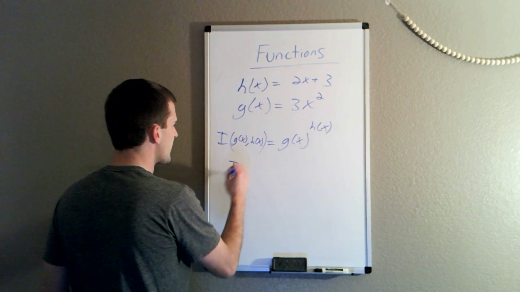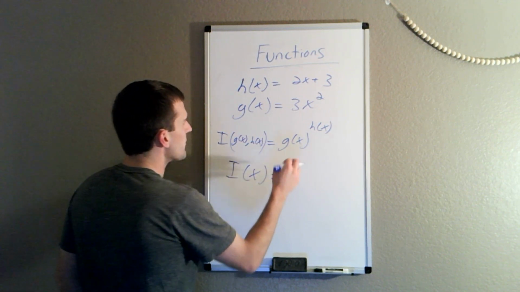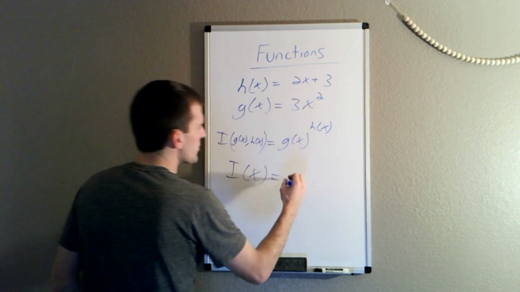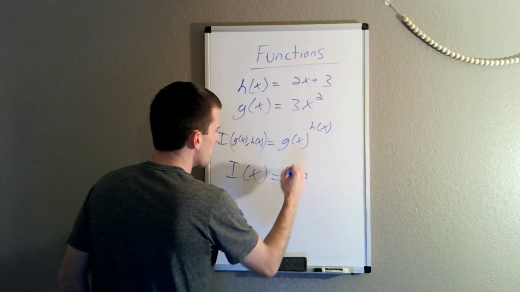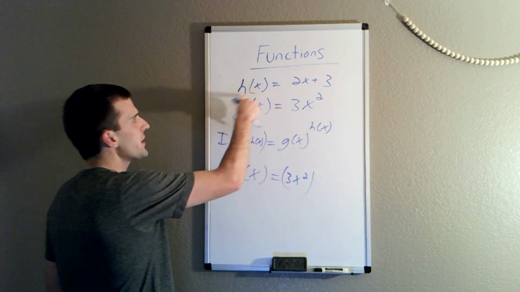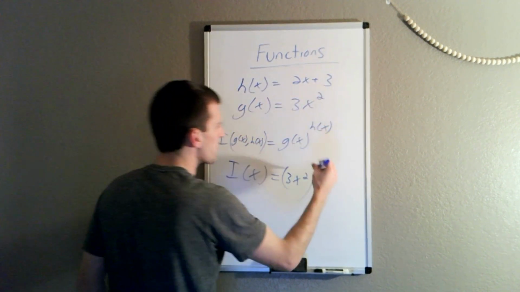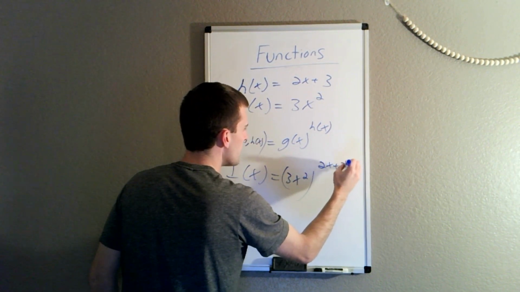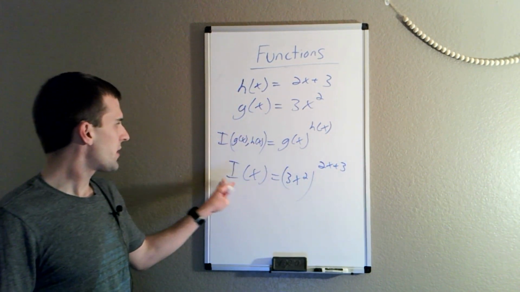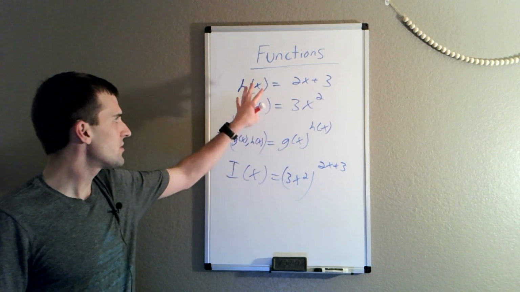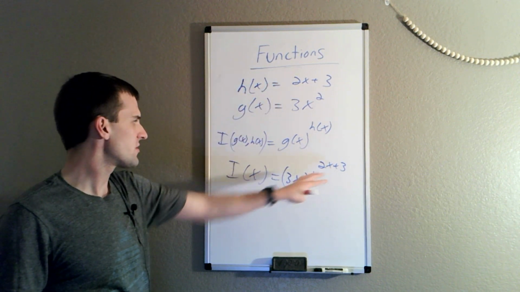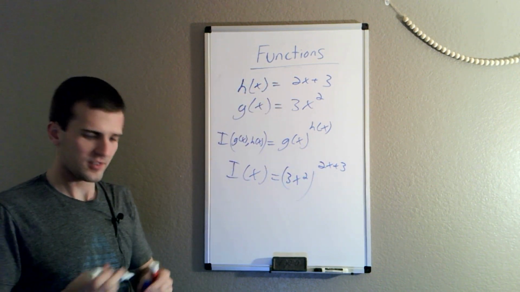So in this case, I of x is g of x, so 3x squared, raised to the power of h of x, which is 2x plus 3. So here we have I of x, and it was defined as two functions, but we plugged in the values of those two functions to get the value of I of x.